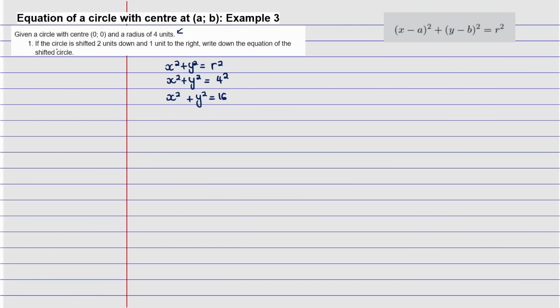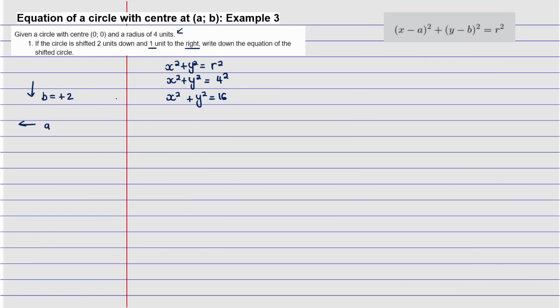So the question says if the circle shifts 2 units down, so it's moving 2 units down. Remember the fact that 2 units down is going to affect b. So down means positive. So this is going to be equal to positive 2. Remember the fact that it's opposite in sign. Down means positive. Then it says it moves how many units? It moves 1 unit to the right. The right is a.